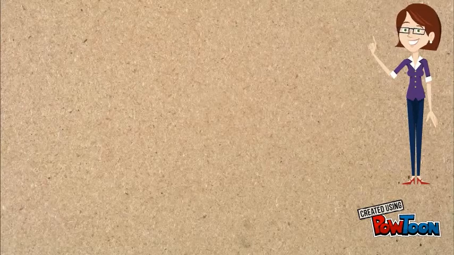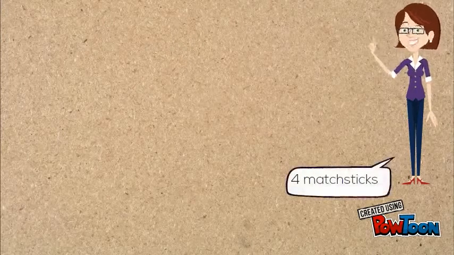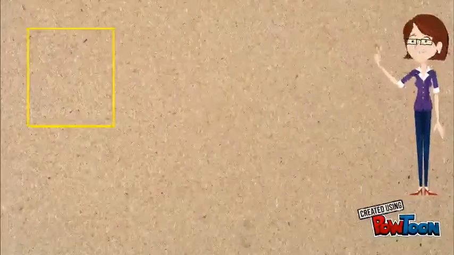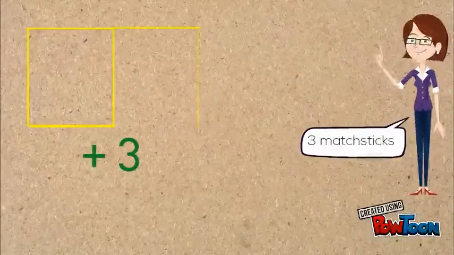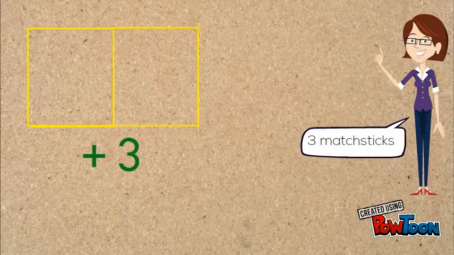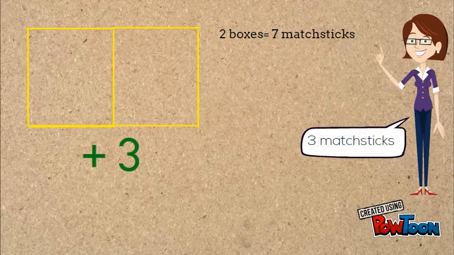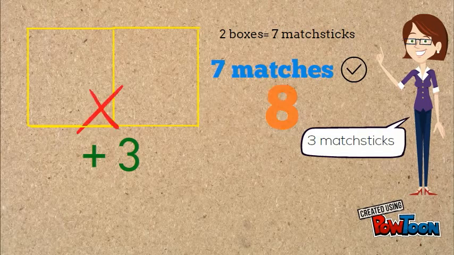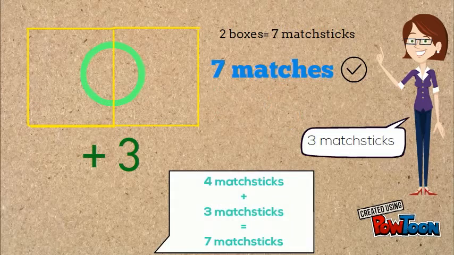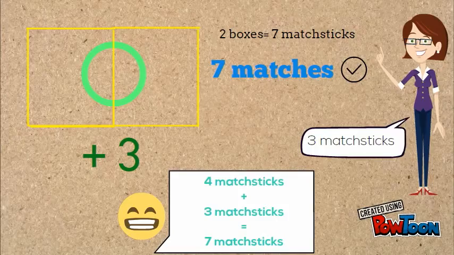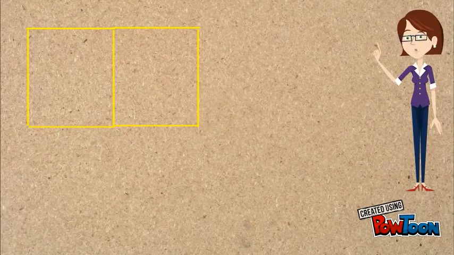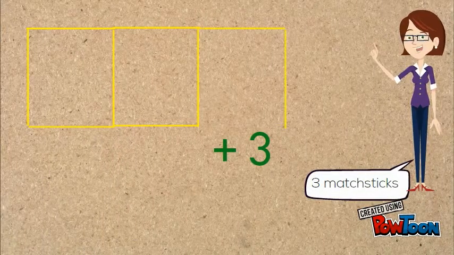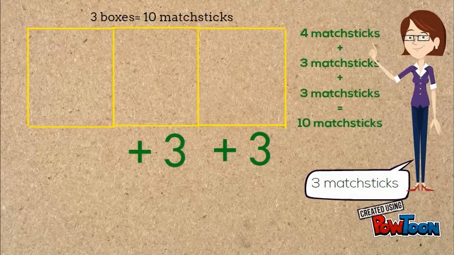Let's start with drawing a box made up of 4 matchsticks. The first box has 4 matchsticks. Now, add 3 more matchsticks to form the next box. Now we have 2 boxes made up of 7 matchsticks. Notice how the total is 7 instead of 8 because of the shared wall between the first and the second matchstick house. Now add 3 more for the third box so we have a total of 10 matchsticks.